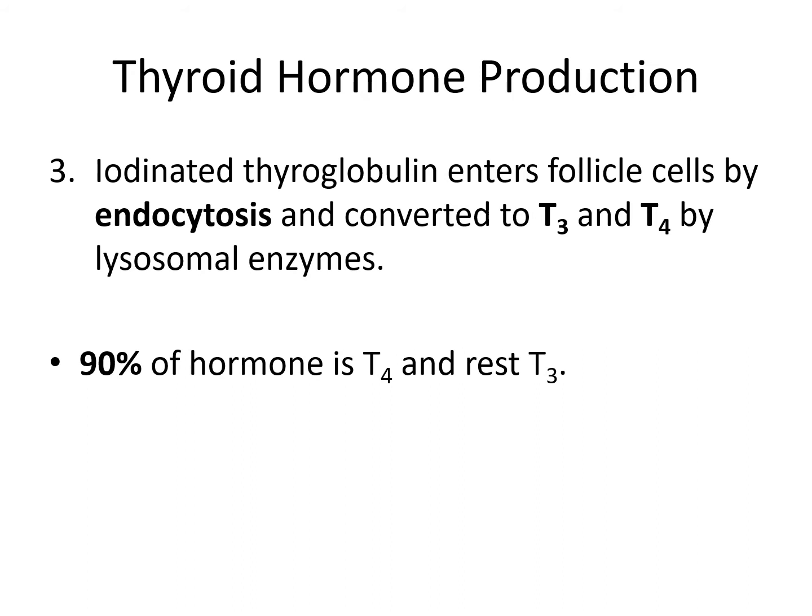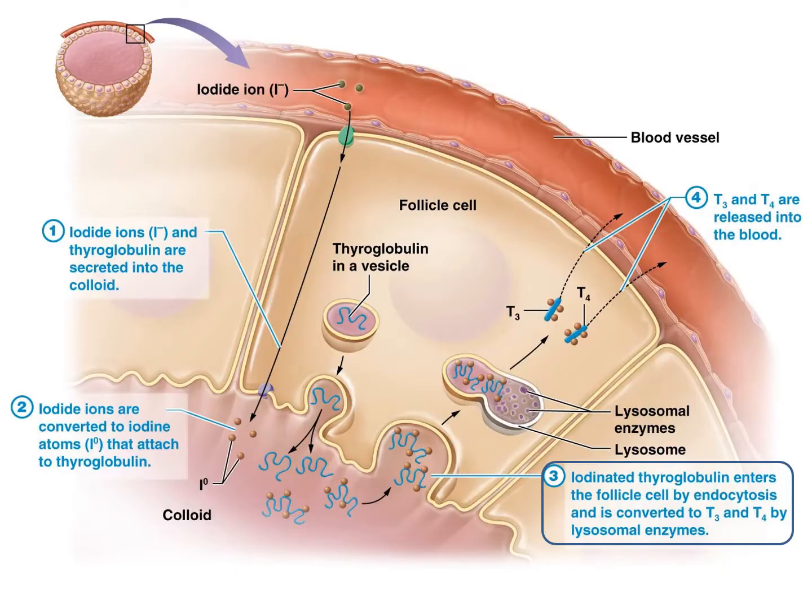The iodinated thyroglobulin enters the follicle cells by endocytosis and is converted to T3 and T4 by lysosomal enzymes. 90% of the hormone is T4, and the rest is T3. So here we see that the iodinated thyroglobulin enters the follicle cell by endocytosis and is converted to T3 and T4 by lysosomal enzyme. It's kind of interesting that the iodide is brought into the colloid and then is brought back in by endocytosis to form the active hormones.